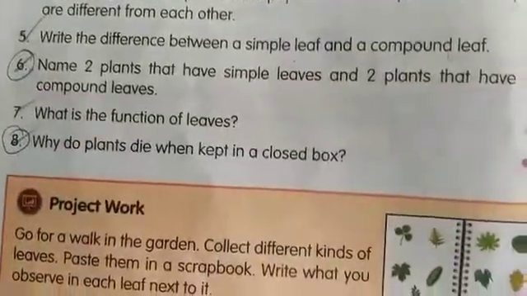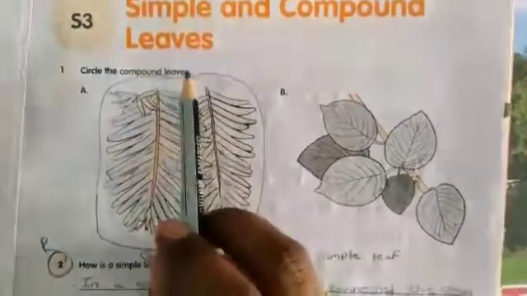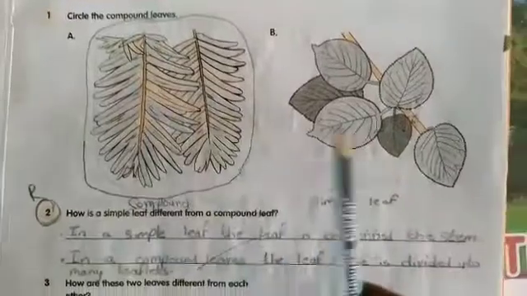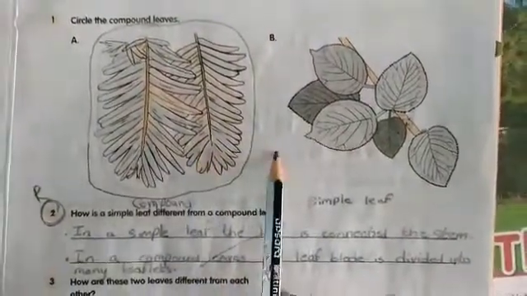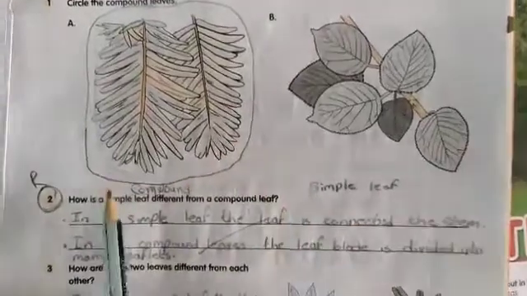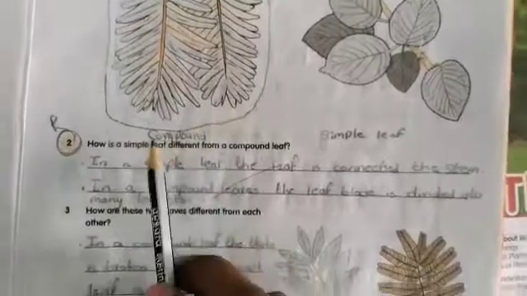Now we'll see the workbook, children. Open your workbook, page number 31. Today you are going to learn answers from S3, simple and compound leaves. Circle the compound leaves. In this way they may give simple and compound leaves. They may ask you to circle simple leaf or compound leaf, and you should be able to identify, children.